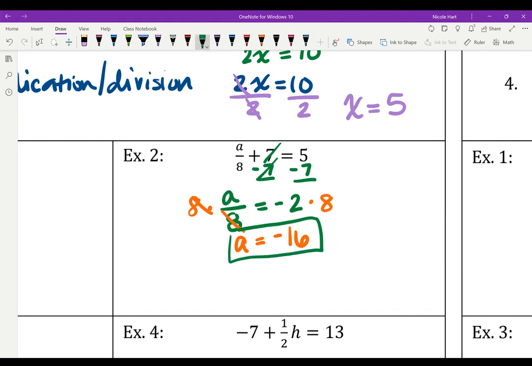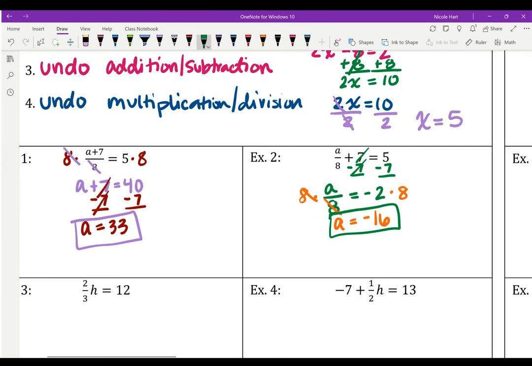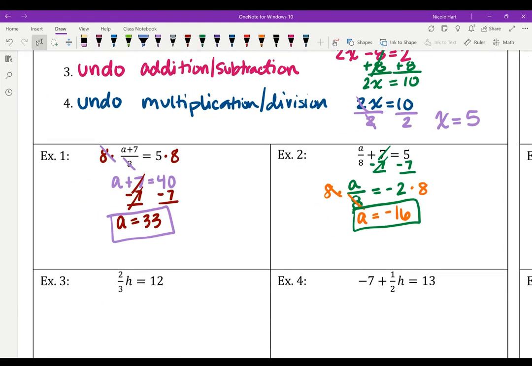And so for very similar looking examples, 1 and 2, they have very different answers. So we have to look for those subtle differences. We can't do the same steps just because we're like, oh, the same numbers are there. They're not quite in the same places.